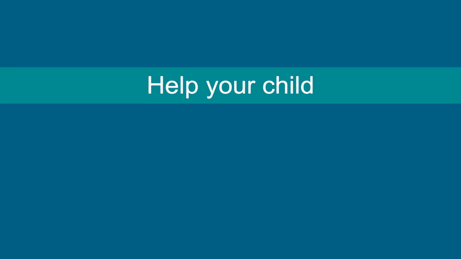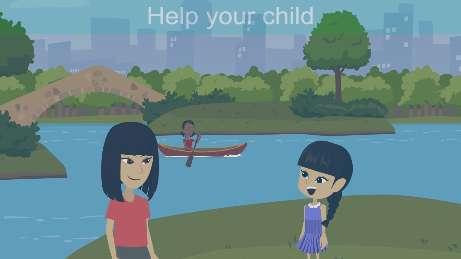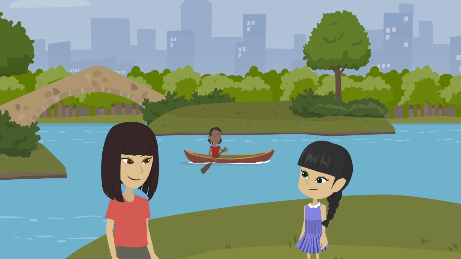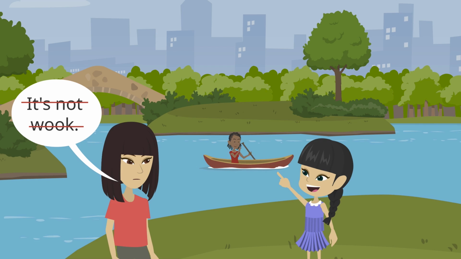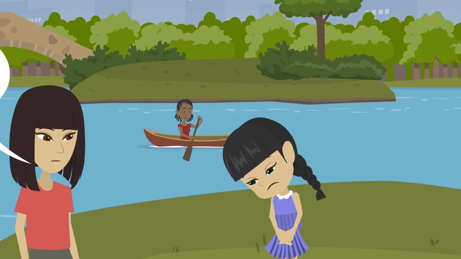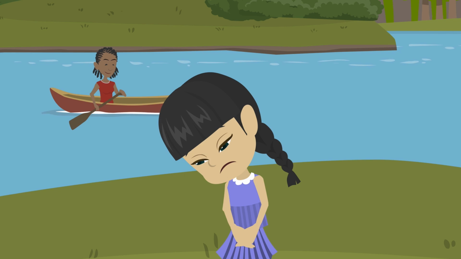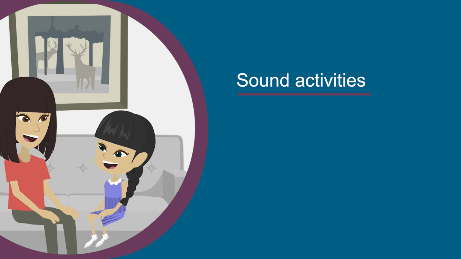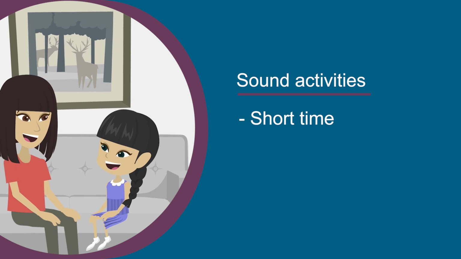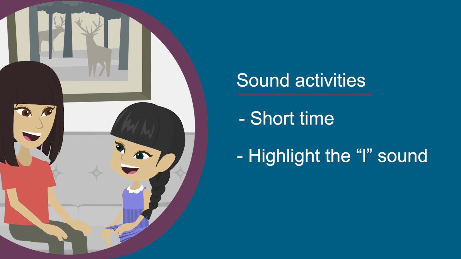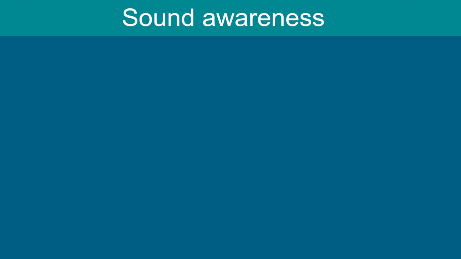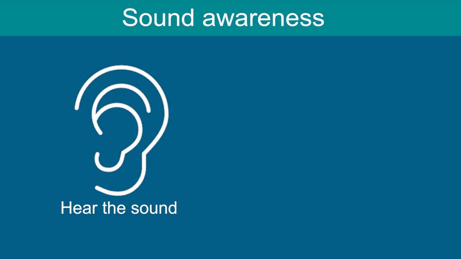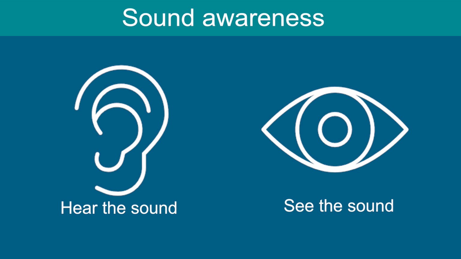Now, let's talk about how to help with the "ul" sound. As you start to focus on this sound with your child, try to do it in a fun way. When they make a mistake, don't correct them. This can make them feel bad about talking. Help your child learn the "ul" sound by using sound activities. A sound activity is a short time when you highlight the sound for your child. The goal is to create sound awareness. You create sound awareness by helping your child to hear the sound and see how the sound is made.